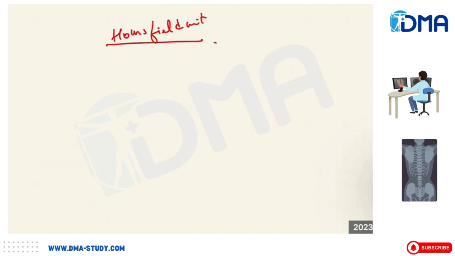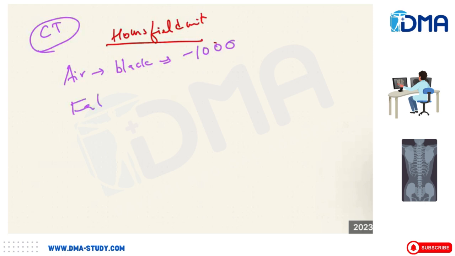For example, the air will be black in color. This is for CT, okay? CT, X-ray, all those radiations. It will be black in color and the Hounsfield unit will be -1000. Fat will be -100. Zero for water.